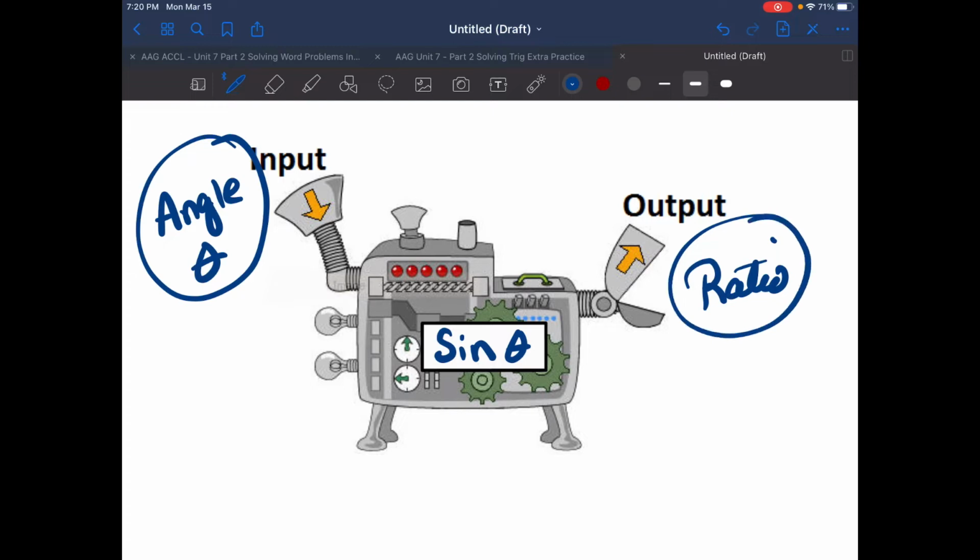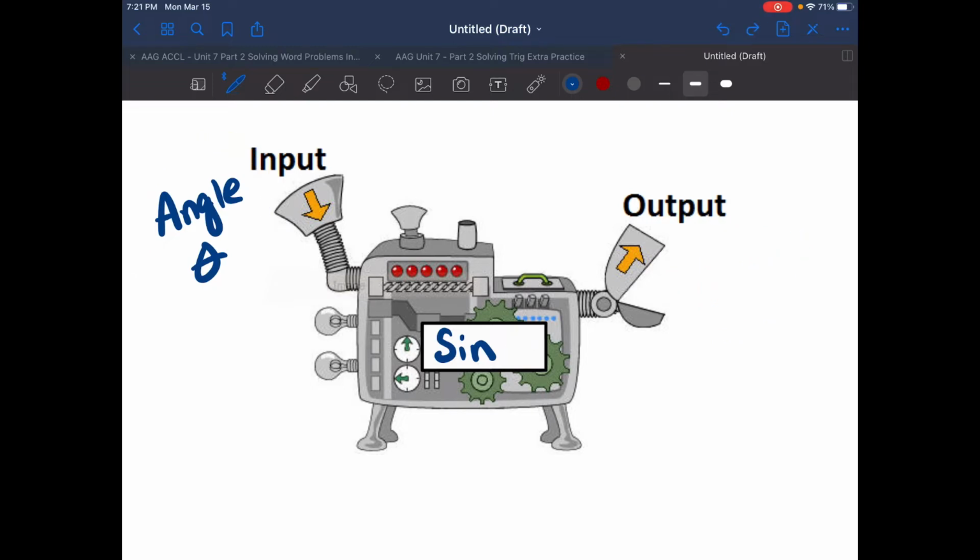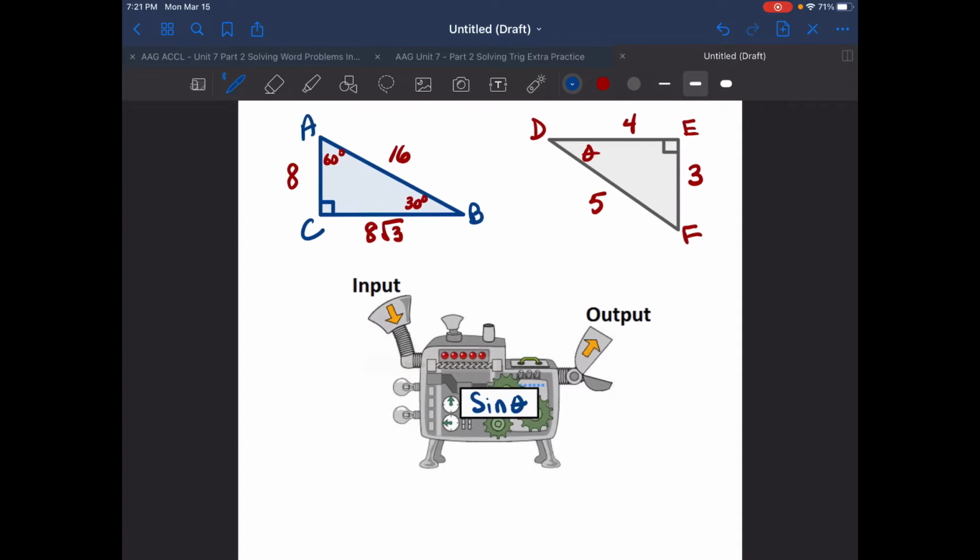So what do we want to do here? I want to try to use something familiar, so let's use a 30, 60, 90 right triangle. If I'm still using sine, let's use this example above, triangle ABC. Let's pick one of the angles. I'm going to choose angle B, or 30 degrees. So check it out: 30 is going to be the input. 30 goes in and replaces theta. So we would take the sine of 30 degrees.